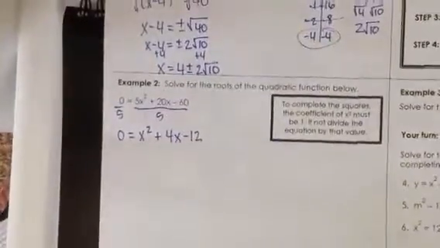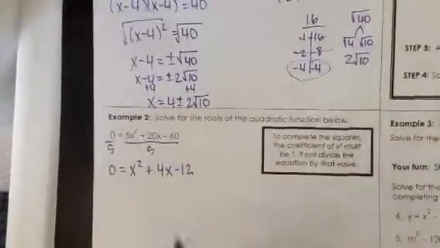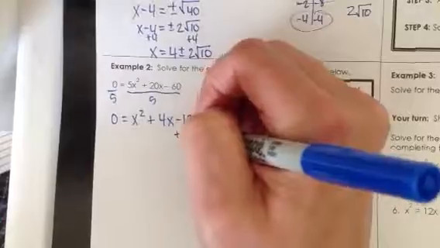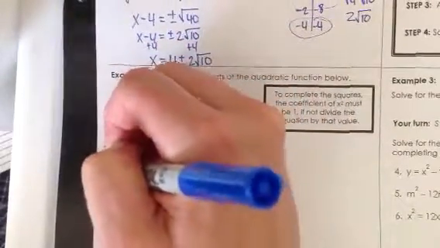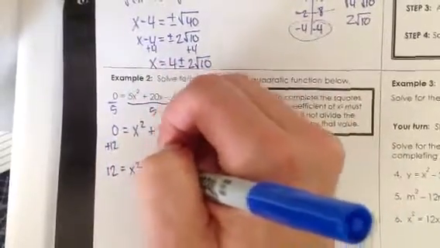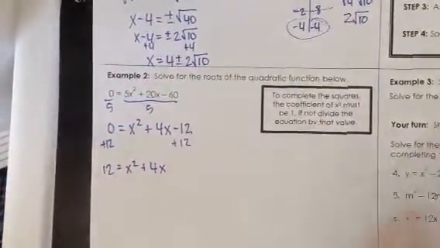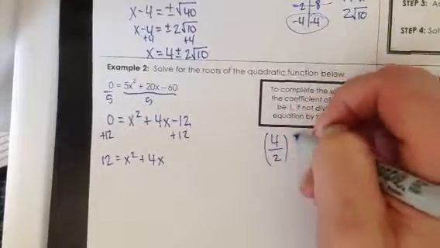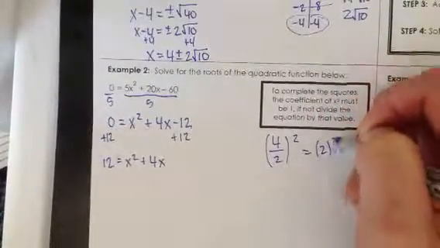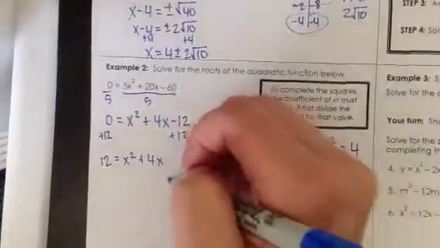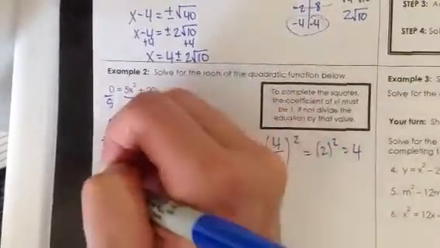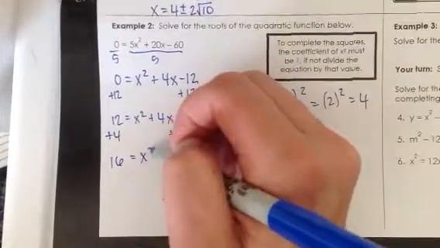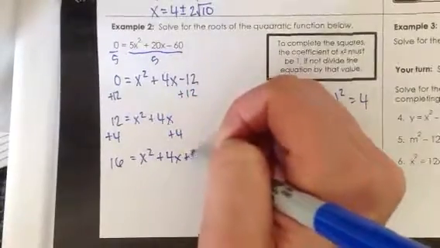So now that our coefficient of x squared is 1, I can move on to step 1 of completing the square. I need to get the c term out of the way. So I go ahead and I add 12 to both sides. 12 equals x squared plus 4x. Now I need to take my b term, divide it by 2, and square it. So I get 4 divided by 2 squared. Well, 4 divided by 2 is just 2. 2 squared is 4. So now I'm going to add 4 to both sides. I get 16 equals x squared plus 4x plus 4.